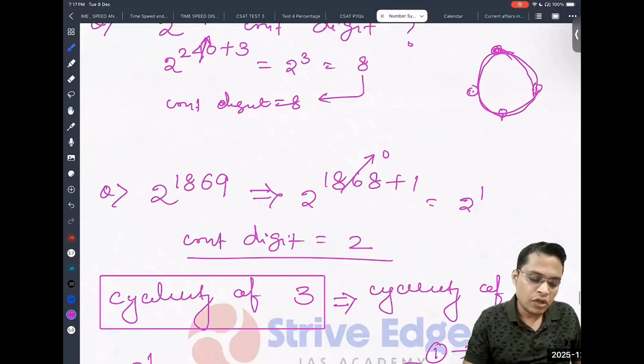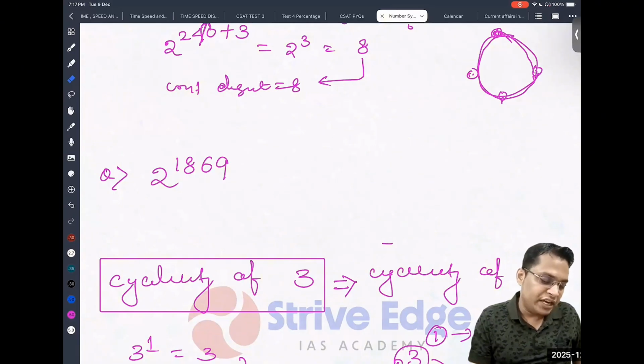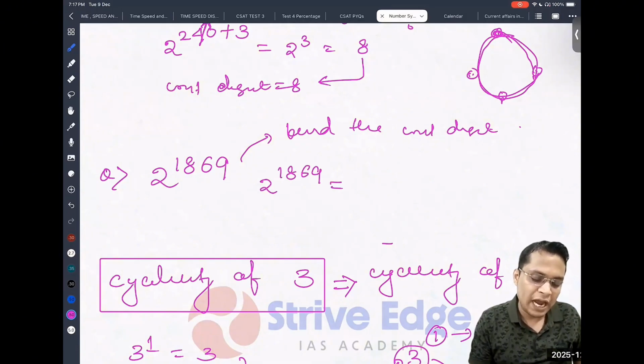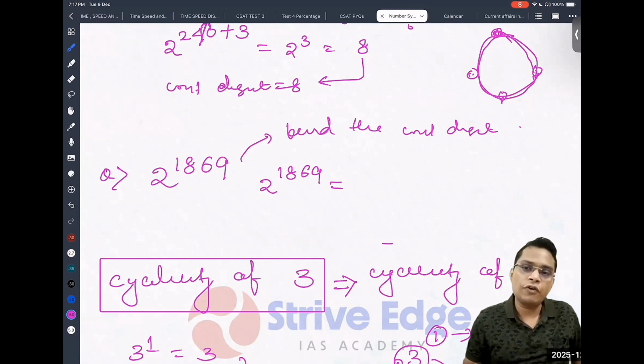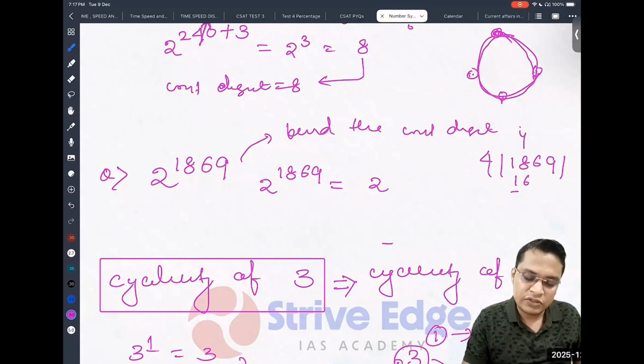Let's see this question. This kind of question they can ask in examinations. Find the unit digit of this number, 2 to the power 869. We have to convert the exponent into a multiple of 4 plus something. You can simply divide 869 by 4. 4 into 2 is 8, and so on, and you'll get quotient 217. The remainder is 1.